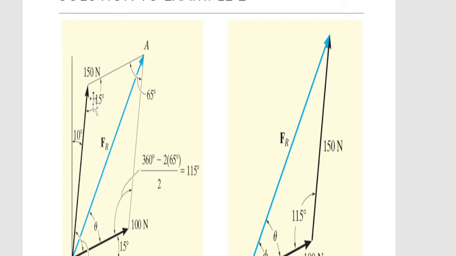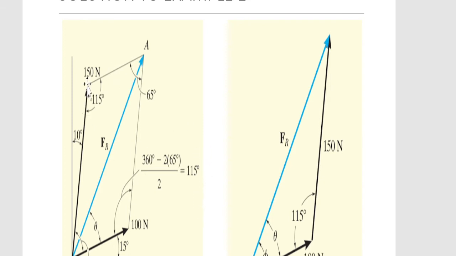So after that we get the angle for these two different angles. So that's what we did. Since opposite angles are equal in the parallelogram, we can divide by 2, which gives us the value of 115 degrees.